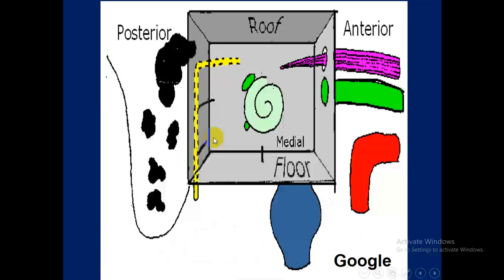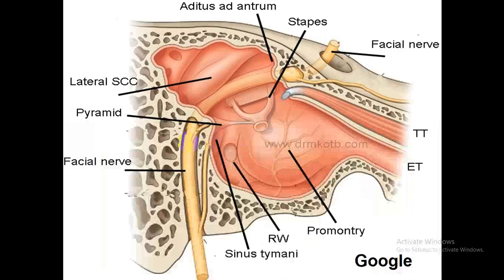Lateral to the pyramid, right here, is the orifice for the chorda tympani nerve.